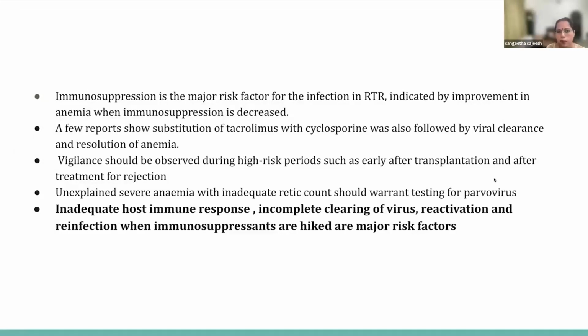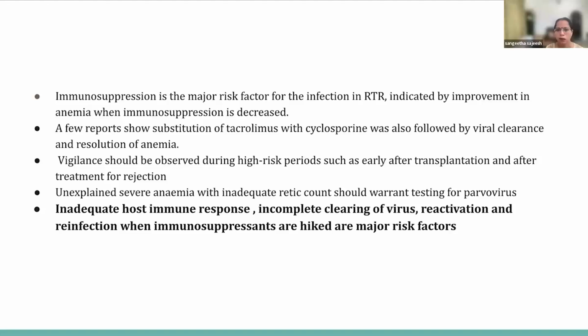So immunosuppression is a major risk factor. We cannot avoid it in renal transplant recipients or other solid organ transplant recipients, but it is a major risk factor. So we always have to be highly vigilant after transplantation or after treatment of rejection, whenever there is a hike in immunosuppression, that is the time when patients can become more vulnerable to such opportunistic infections. And parvovirus B19 can be suspected when there is a sudden severe anemia with inadequate retic count. That time we have to definitely check for parvovirus.